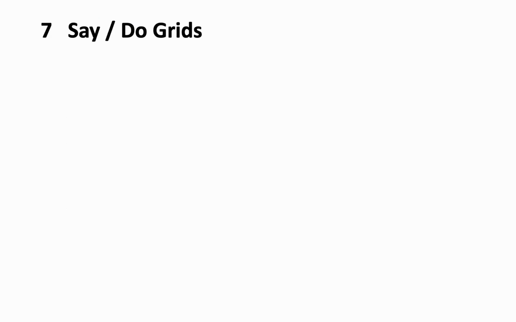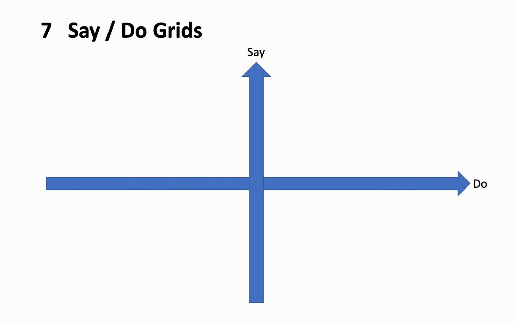So the final recommendation, my final tip, is to use say-do grids. There are differences between what people say and what they do, and it's really important to know about those and to understand them. So what do people say in one direction? What do people do in the other direction? I'm going to give you a couple of examples. Again, this is from some work I was doing in pharma many years ago.